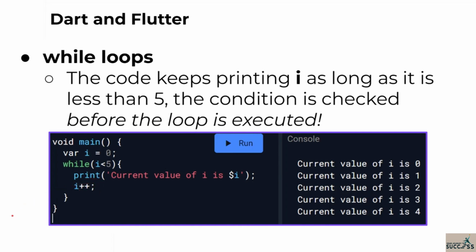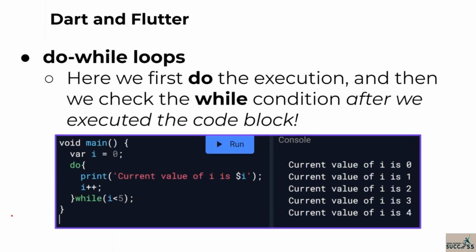Now, if you want it to work the other way, you can use a do while loop. So here we first do the execution of this block of code, and then we check the while condition to decide if we're still going to go back and do that block of code. So notice the braces here, you're going to do this block of code while this ends up being true. So for this particular example, we actually made sure it would match the results of the previous one.